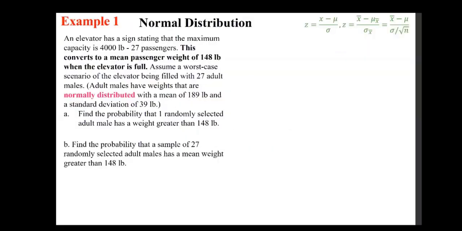An elevator has a sign stating that the maximum capacity is 4,000 pounds, 27 passengers. This converts to a mean passenger weight of 148 pounds when the elevator is full. Assume the worst case scenario of the elevator being filled with 27 adult males. Adult males have weights that are normally distributed with a mean of 189 pounds and a standard deviation of 39 pounds. A. Find the probability that one randomly selected adult male has a weight greater than 148 pounds. And B. Find the probability that a sample of 27 randomly selected adult males has a mean weight greater than 148 pounds.